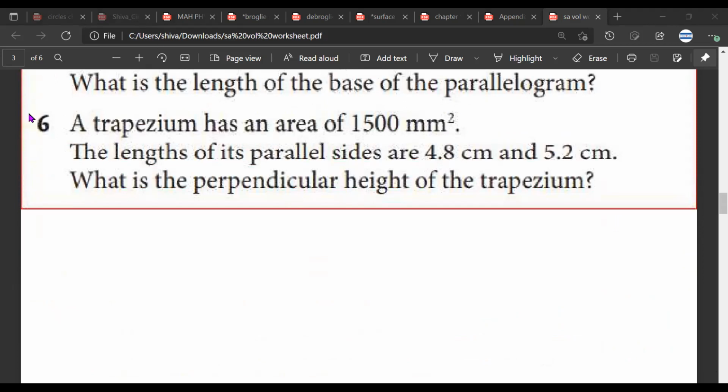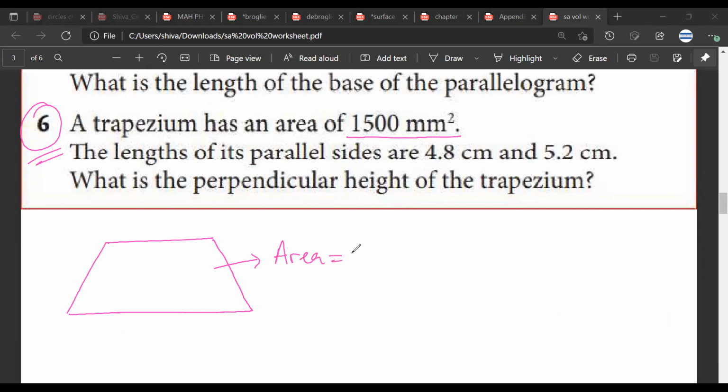So Mr. Sarthak, look at question number 6. Now you will have to guide me how to do this question. A trapezium has an area of 1500 millimeter square. So we have a trapezium like this. Its area is 1500 millimeter square. The length of its parallel sides. So we are given parallel sides. The length of the parallel sides is 4.8 and 5.2.